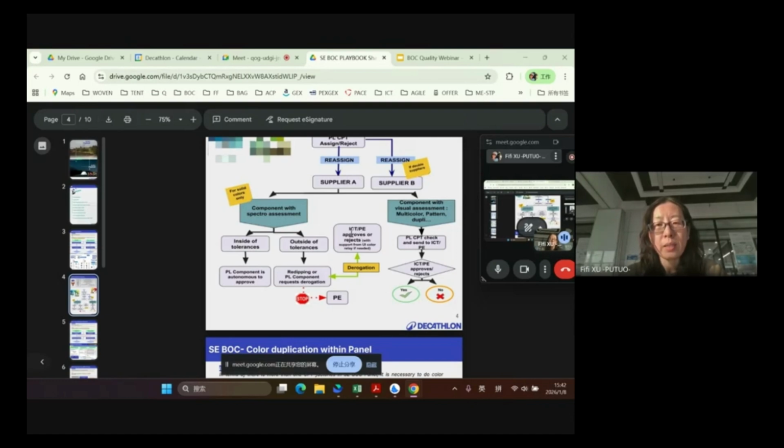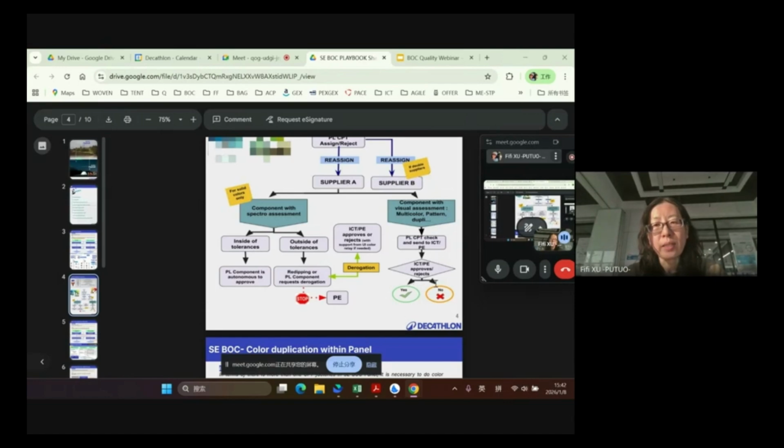If accepted, they will validate the derogation on PACE. If refused, they will stop it. This is the solid color flow. If the color is complicated, with visual assessment or a different pattern, or it is multi-color, which is difficult to make a decision on, PL won't make the decision. ICT and PE make the decision, so it's just the DARO flow.